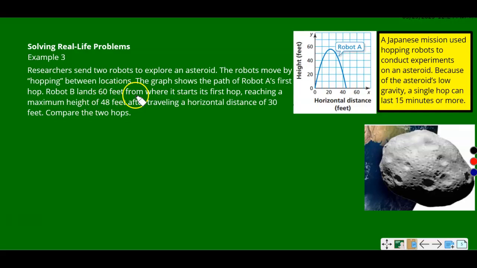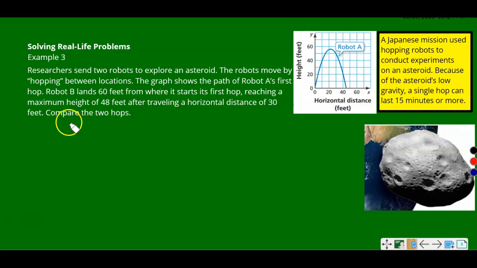Robot B lands 60 feet from where it starts its first hop, reaching a maximum height of 48 feet after traveling a horizontal distance of 30 feet. Compare the 2 hops. All right, so to get started, what we need to do is probably first let's graph robot B's hop. Robot A, we can see that it's already graphed here, but it gives us information so that we can graph robot B.